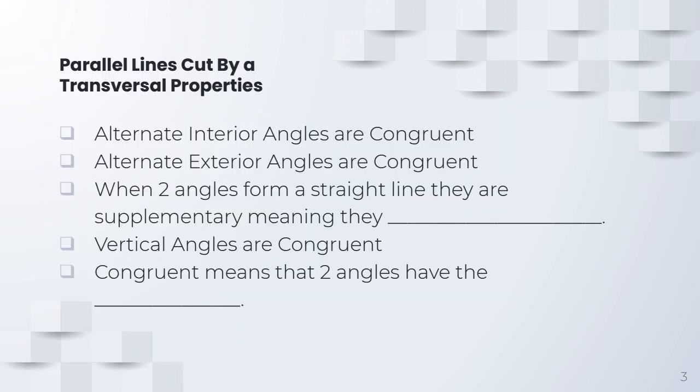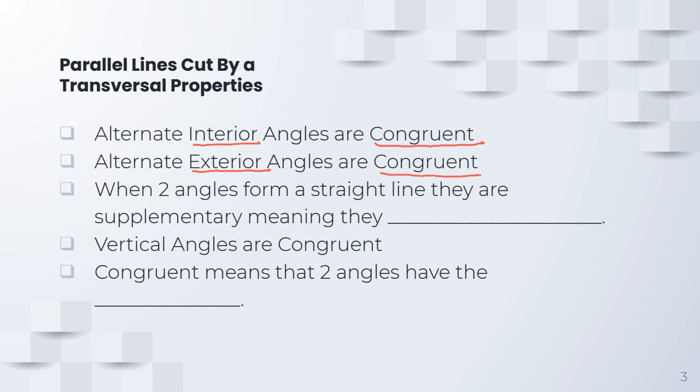Okay, so now we're going to talk about the properties of parallel lines cut by a transversal. So we already learned about alternate interior angles, and alternate interior angles are congruent. And alternate exterior angles are also congruent to each other.